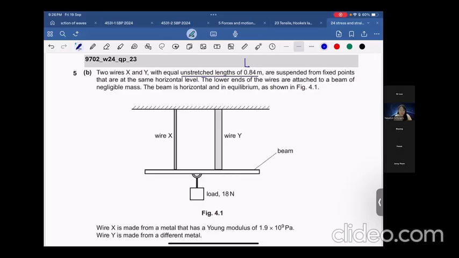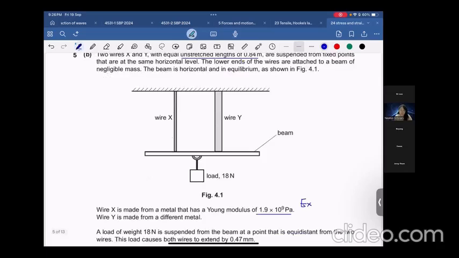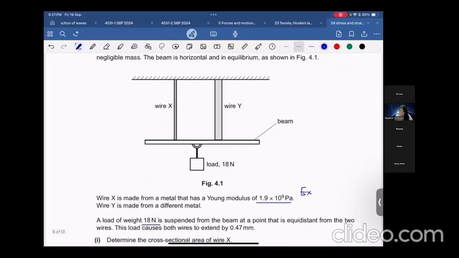The wire X is made from a metal with Young modulus, EX. The wire Y is made from a different metal, so it will have a different Young modulus. A load acting, Newton. So this is your force acting, Newton.